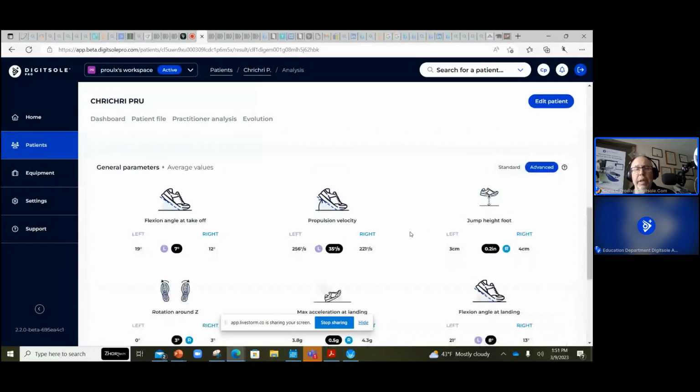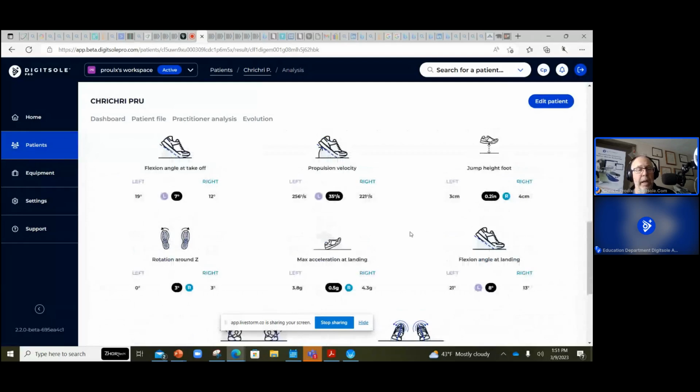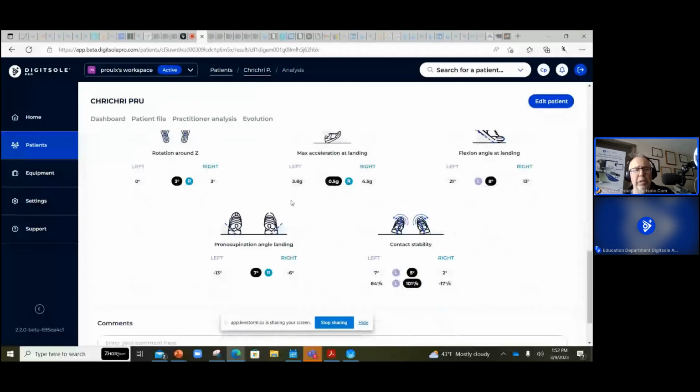I won't say I don't find them as important, but I do find rotation around the z-axis is fairly neutral because they tend to follow the tape. The propulsion velocity is going to be similar, or it's going to be related to, I should say, the flexion angle at takeoff. These are pretty similar. So it's more of a test of, can they go back and forth from side to side really for that number? And I find that a lot of these characteristics tend to be pretty similar between the two.